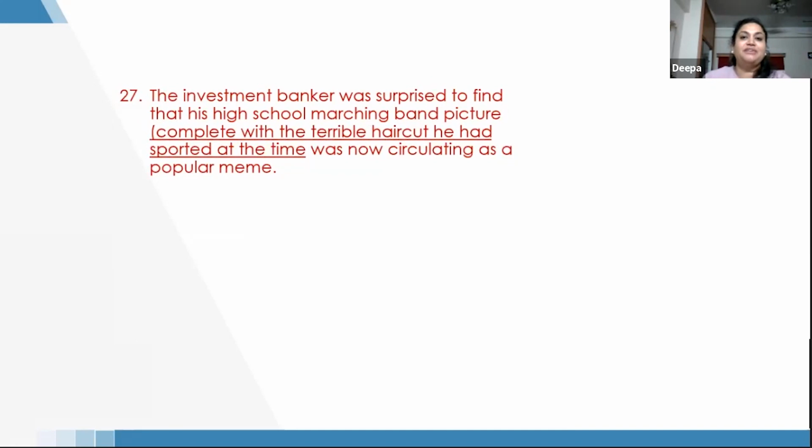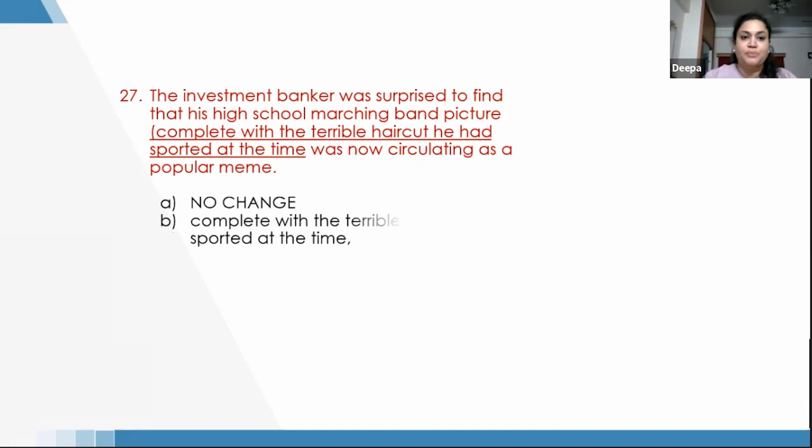The investment banker was surprised to find that his high school marching band picture, complete with terrible haircut he had been sporting at the time, was now circulating as a popular meme. Now here, let's check what are the options, because here it is difficult to decide on an option, because the starting of the sentence and the ending of the sentence also comes under the underlined part. So let's look at the options.